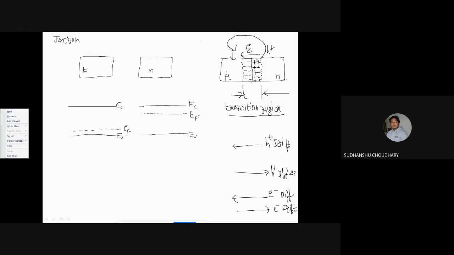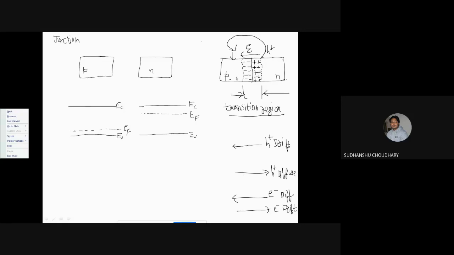Because this electric field is very high, it will sweep away any holes which appear near the edge of this transition region, along the direction of electric field. So this hole will now appear here in P-type semiconductor.